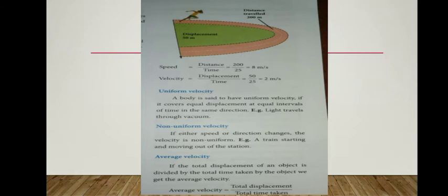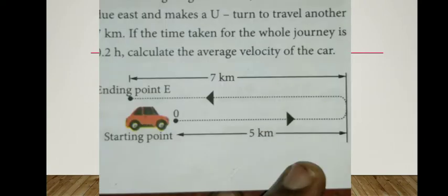If there is more than one part of the journey, we take them likewise. Look at the picture on page number 17, the final picture. In the figure given below, a car travels 5 kilometers east, then turns and travels another 7 kilometers. The whole journey takes 0.2 hours. Calculate the average velocity of the car.